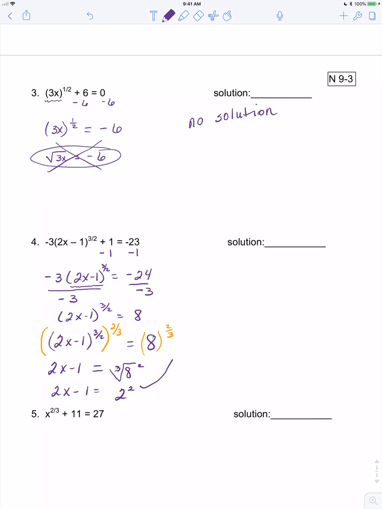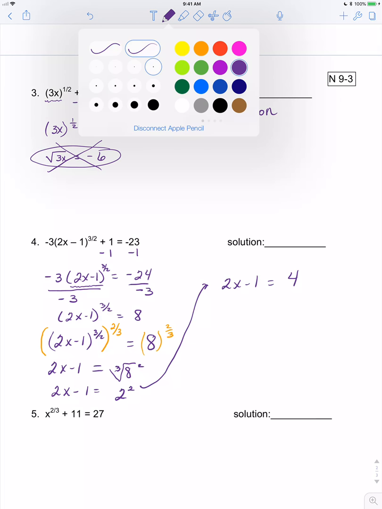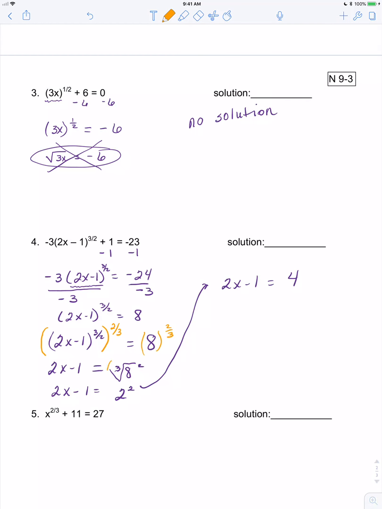So we've got, and I'm going to bring it all over here. So 2x minus 1 is equal to 2 squared, which is 4. So just look at this. We did this part first. Cube root of 8 is 2, but then we still had to take care of this square, even though I wrote it bad.